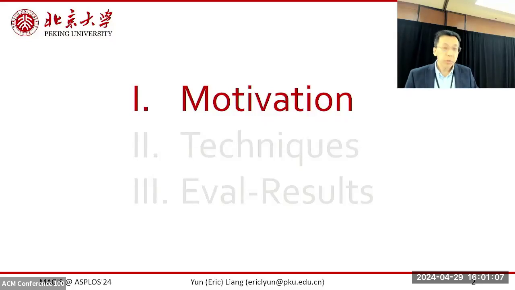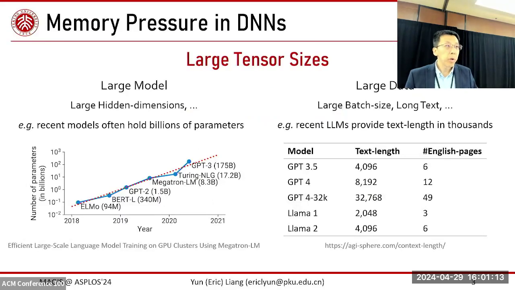I will first introduce the motivation, followed by the techniques and the evaluation results. So memory pressure is a critical concern for today's DNNs. One source of this memory pressure comes from the larger tensor size. If you see the recent models, they often hold billions of parameters. Another source is large data. The data size continues to increase, and the recent large language models provide text length in thousands.